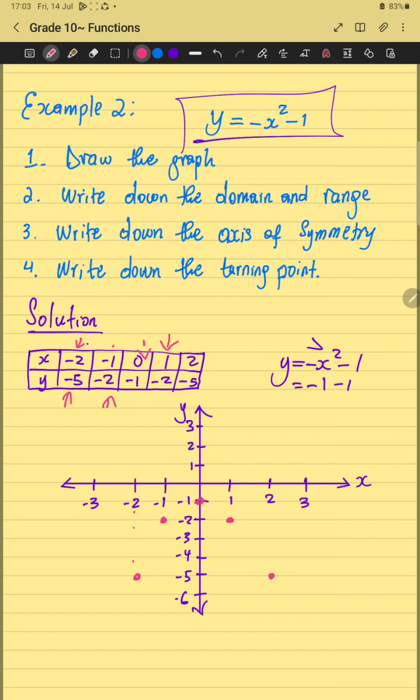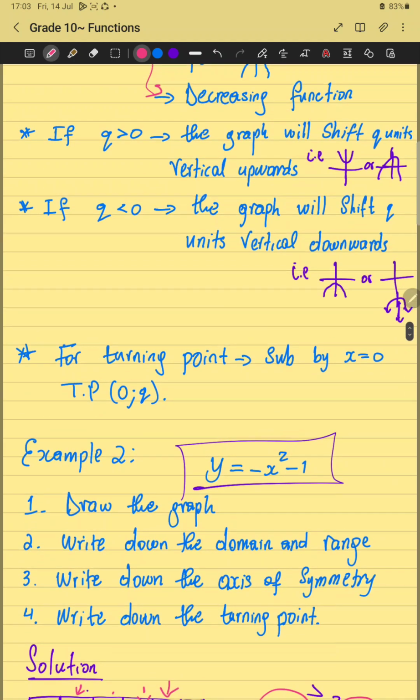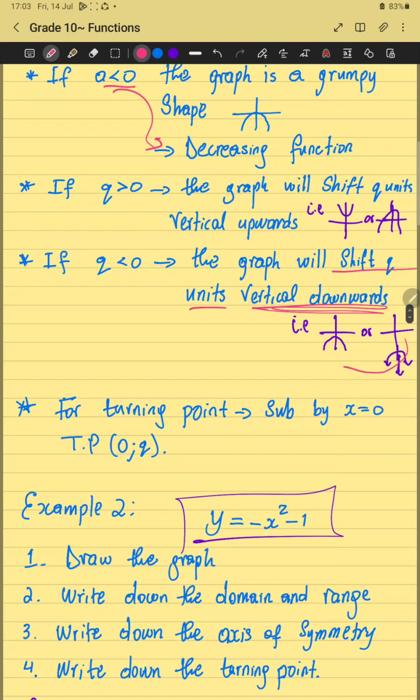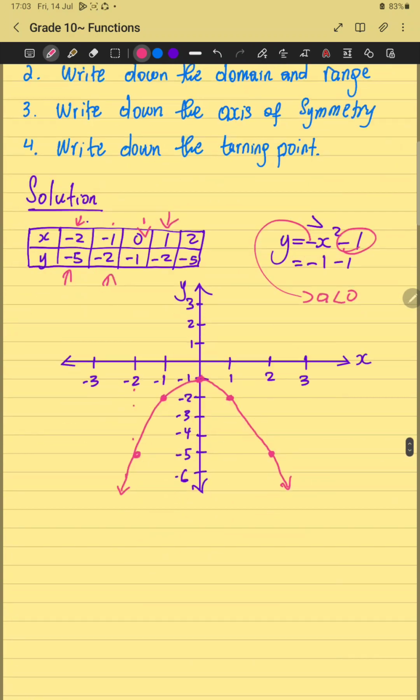And then we consider the value of a. If our a here is less than 0, the shape is going to be concave down. So we just join the points, just like that. Simple as that. Now you can notice that the value of q here is negative. If it is negative, the graph will shift q units vertically downwards. I also gave you the examples there, right?